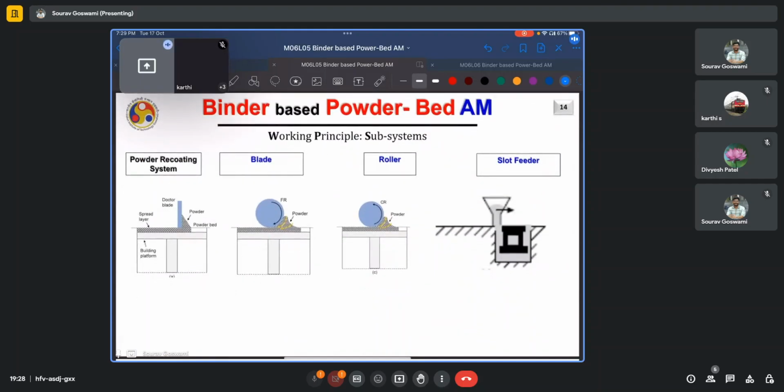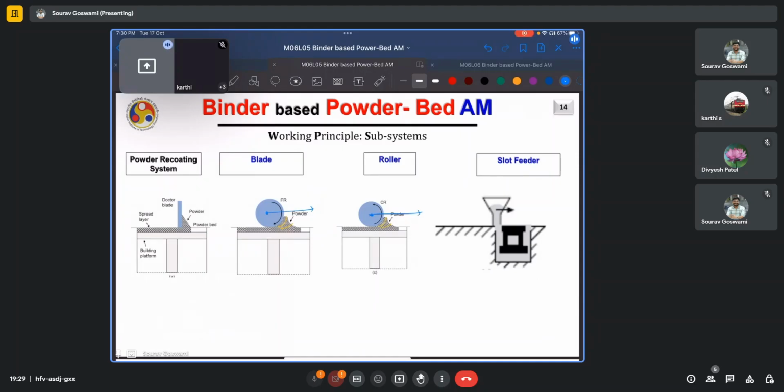The recoating system again is similar to what we looked at during our investigation of the electron beam based AM machine technologies. So it can either be a doctor blade, which is just a prismatic or a flat blade of metal, ceramic or silicon, which moves the powder particles over the intended area, or it can be a roller type, and based on the motion of the roller, say if it is moving along this forward direction, then the direction of rotation of the roller will determine whether it is a forward rotating or a counter rotating roller.